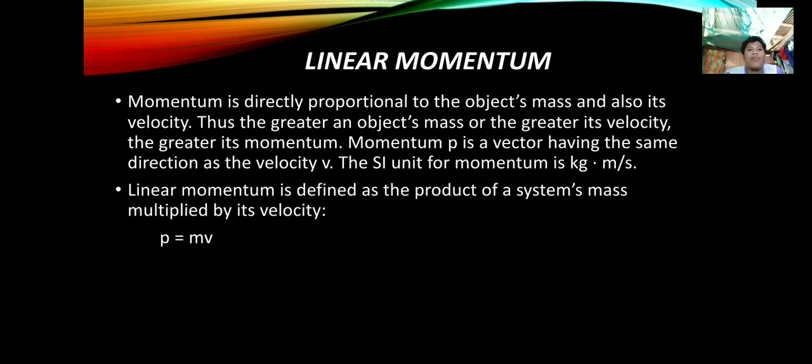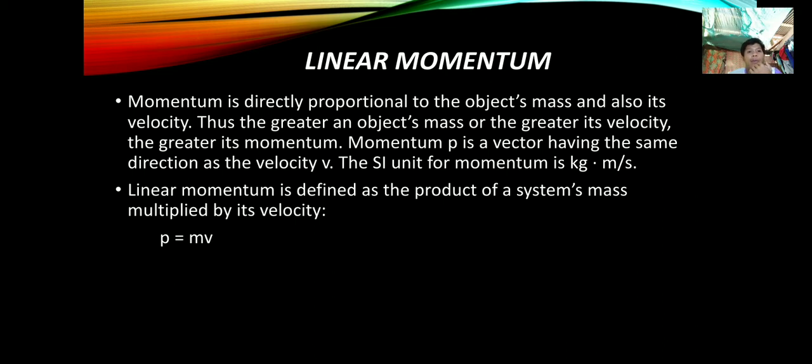Momentum is directly proportional to the object's mass and also its velocity. Thus, the greater an object's mass or the greater its velocity, the greater its momentum. Momentum, denoted by small letter p, is a vector having the same direction as the velocity, denoted by small letter v. The standard unit for momentum is kilogram times meter per second.